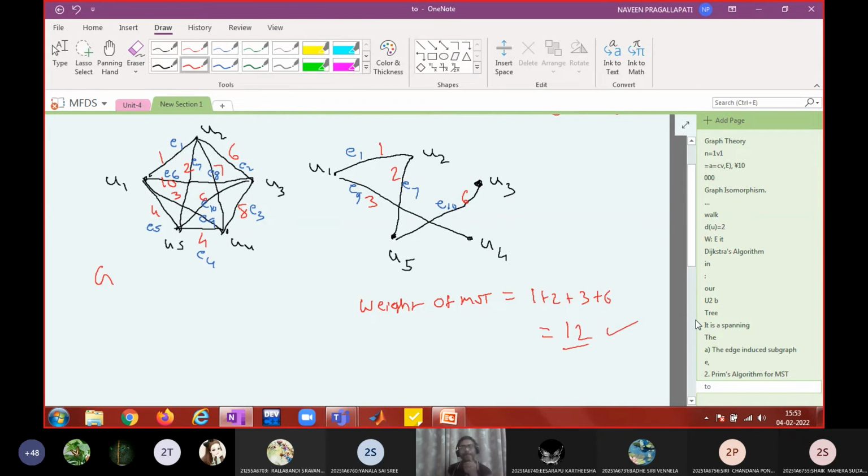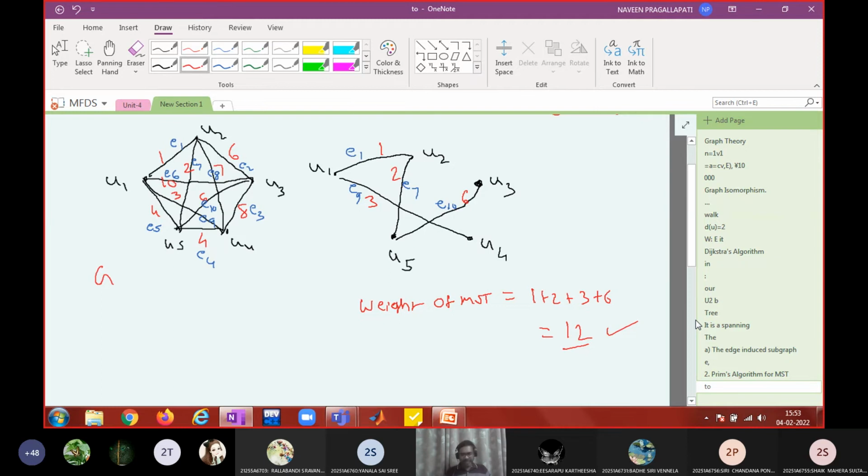So we got it. So whether it is the Prim's algorithm or Kruskal's algorithm, we are able to find out minimum spanning tree. That means a spanning tree of minimum weight. So spanning tree need not be unique, but the value of the minimum spanning tree is going to be unique. All the minimum spanning trees will have the same minimum weight, which is 12.